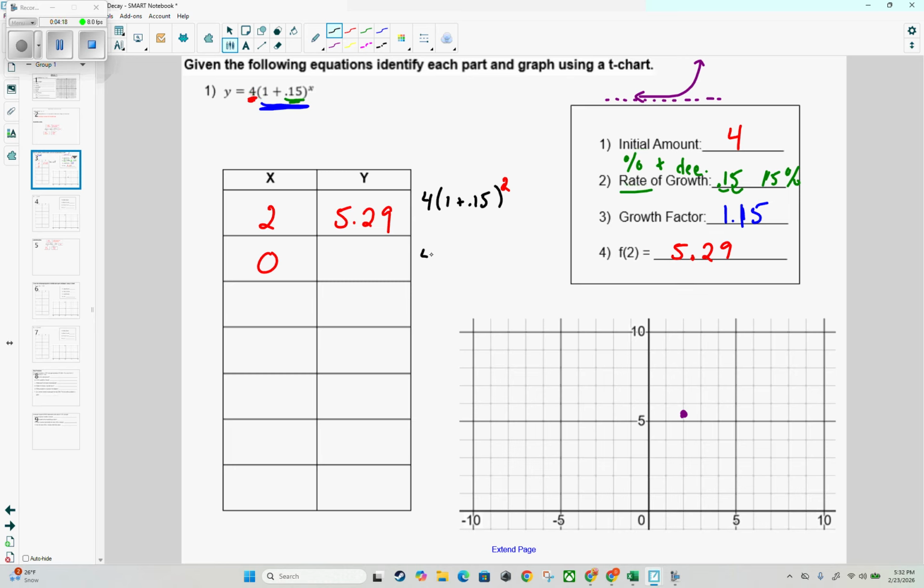So once again, I have that equation, and I can simplify that to 1.15, and I plug in 0. You shouldn't have to use a calculator. Anything with the 0th power turns into 1. So that's 4 times 1, which is just 4. So again, as you can see, the a value has us starting at 4 right there.